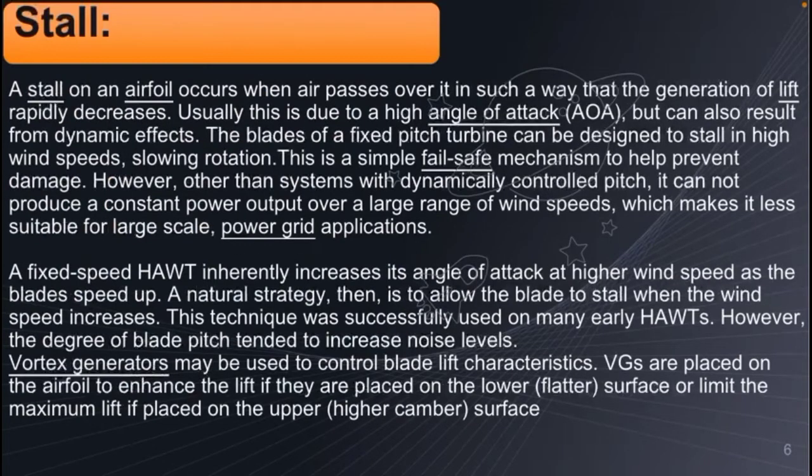Stall. A stall on an airfoil occurs when air passes over it in such a way that the generation of lift rapidly decreases. Usually this is due to a high angle of attack, but can also result from dynamic effects. The blades of a fixed-pitch turbine can be designed to stall in high wind speeds, slowing rotation. This is a simple fail-safe mechanism to help prevent damage.